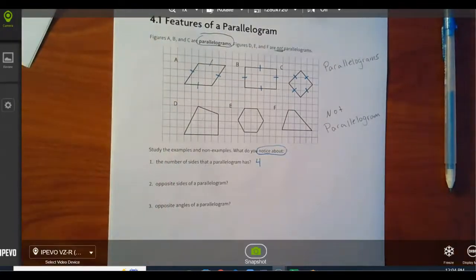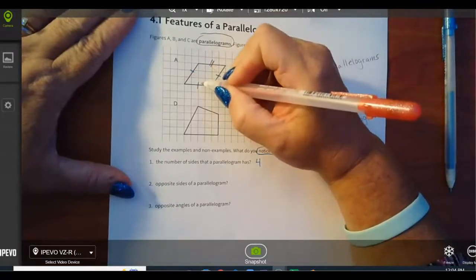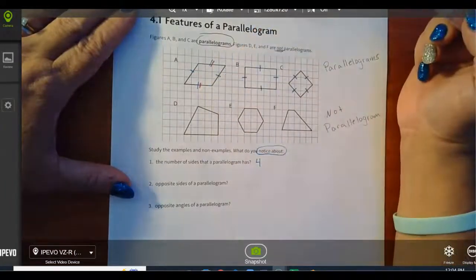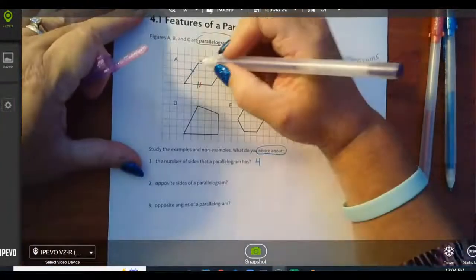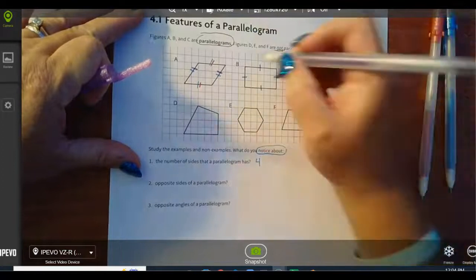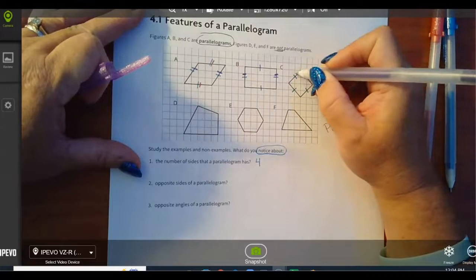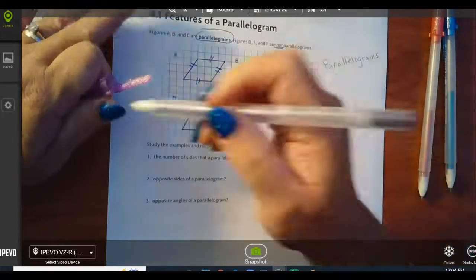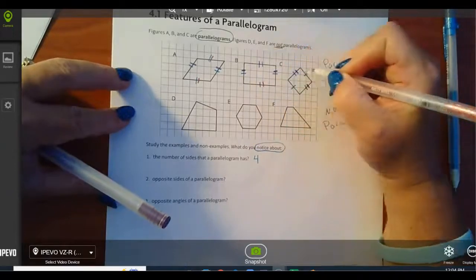Well, let's talk about the opposite sides of our parallelogram. These two right here are opposite of each other. Okay? And these two right here are opposite of each other. Let's look at our other ones. These are my opposites. And these are my opposites.